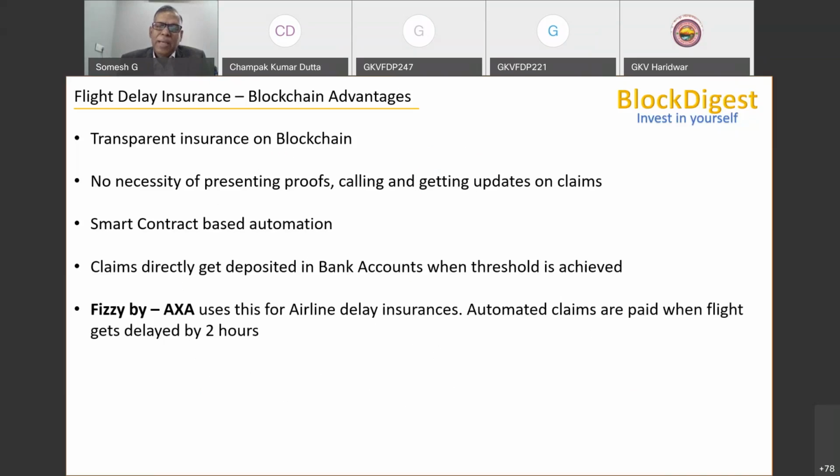AXA had provided this, called Fizzy. Automated claims were getting settled for Lufthansa for flight delays of more than 2 hours. For some reason, Lufthansa has not continued with it and withdrew it in early part of this year.